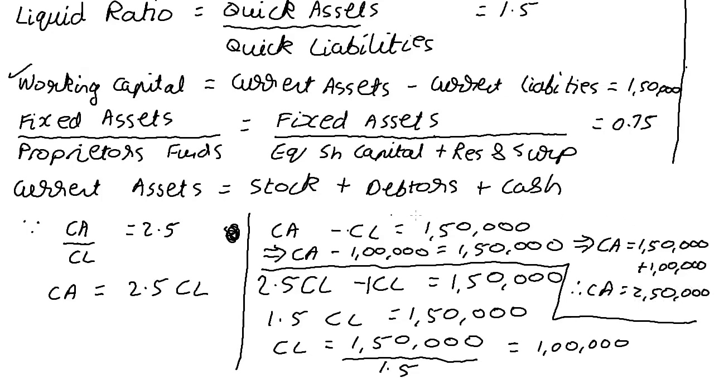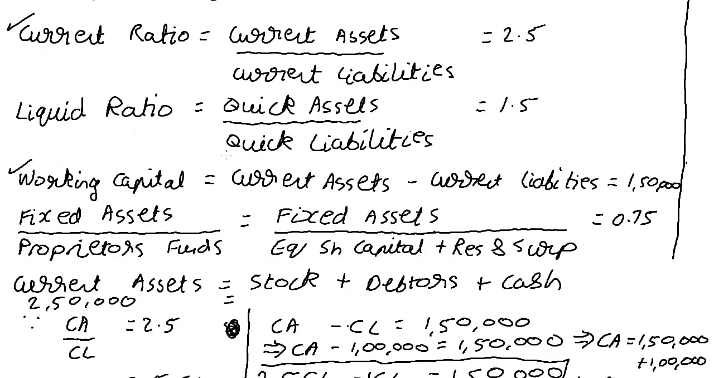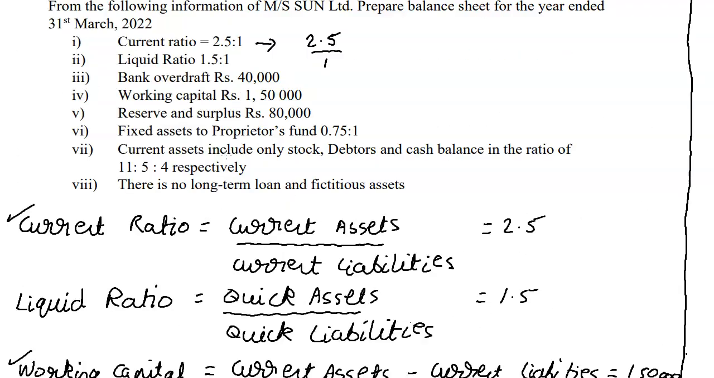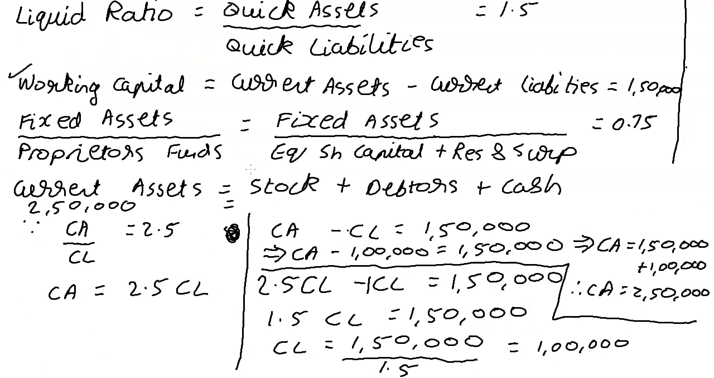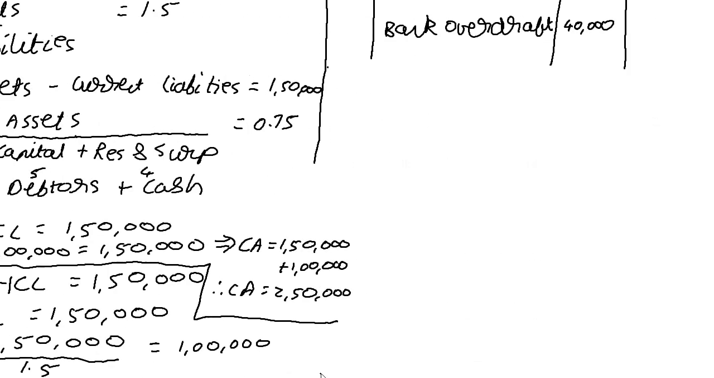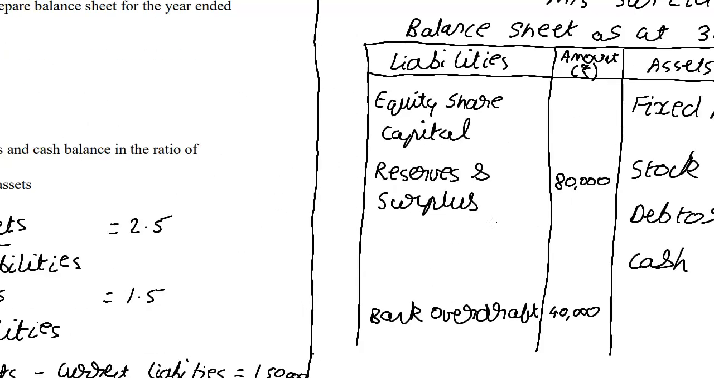Keep in mind, it's not over yet because we need to break up this 2,50,000 among these items. But that becomes easy because we know the ratio, 11:5:4. For now, we have both current assets and current liabilities. Remember, bank overdraft is here.